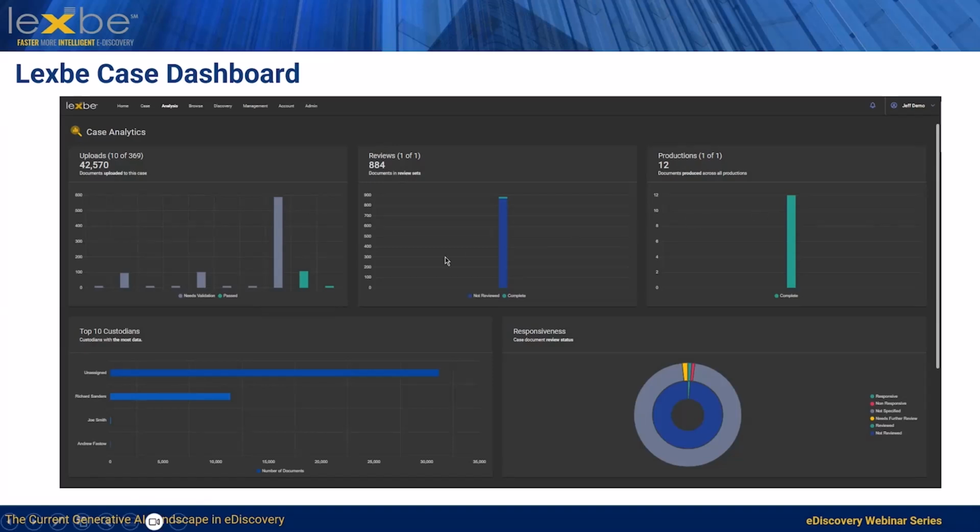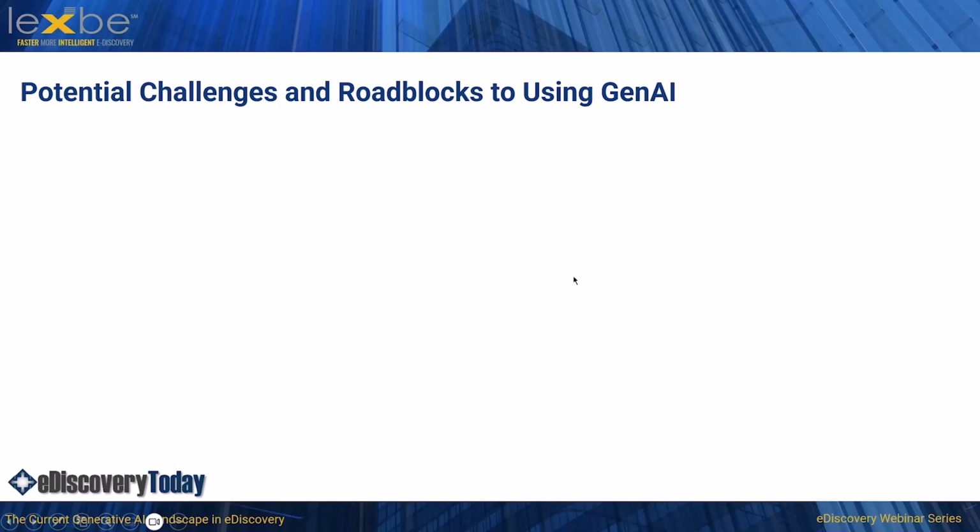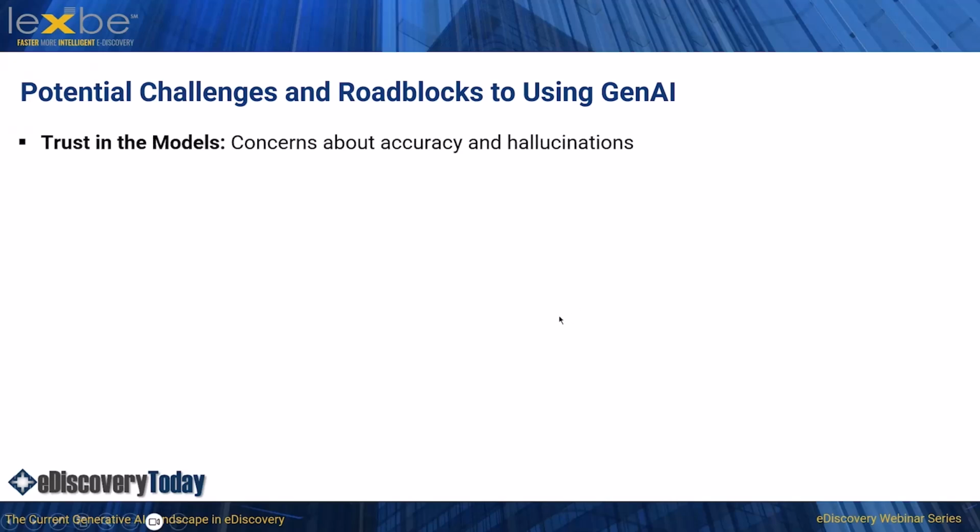So now let's talk about some of the challenges and roadblocks you will face in dealing with generative AI, and how to address those challenges and roadblocks. So the first one, which we touched on a couple of times, and certainly with the hallucinations example, is trust in the models. Certainly some people have concerns about accuracy and the model's tendency to hallucinate. So it's important to keep in mind that you've got to address this as a challenge, and you've got to overcome this as a potential roadblock with the people who might be using generative AI technology.